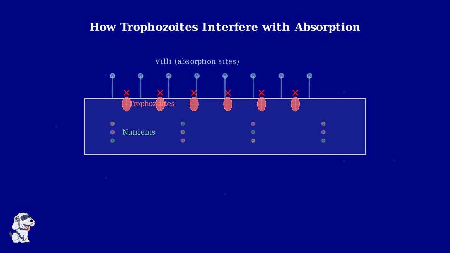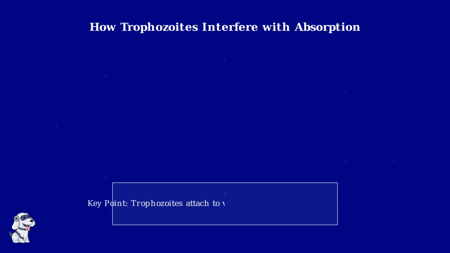Additionally, the presence of these parasites damages the villi themselves. They can cause inflammation and reduce the surface area available for absorption. This creates a double problem: physical blocking plus tissue damage. The result is malabsorption. Your body cannot properly absorb the nutrients it needs. This leads directly to the symptoms of Giardiasis: diarrhea, weight loss, fatigue, and nutritional deficiencies. This interference with absorption is the core mechanism behind Giardiasis symptoms. The more trophozoites present, the more severe the malabsorption becomes, leading to increasingly uncomfortable and potentially dangerous symptoms.